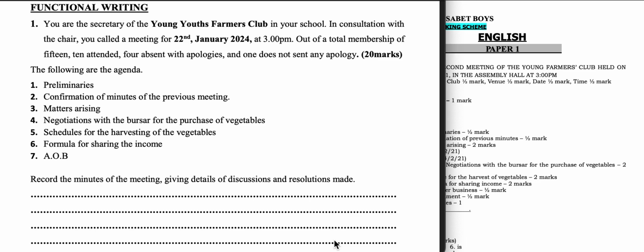20 marks. The following are the agenda: preliminaries, confirmation of minutes of the previous meeting, matters arising, negotiations with the bazaar for the purchase of vegetables, schedules for the harvesting of the vegetables, formula for sharing the income, and any other business. Record the minutes of the meeting, giving details of discussions and resolutions made.